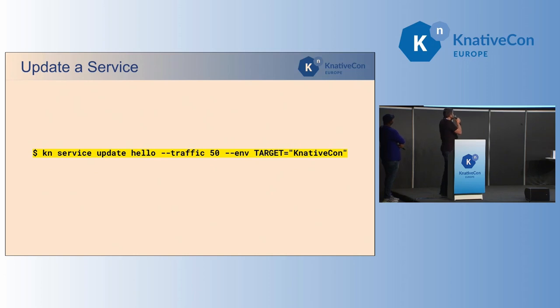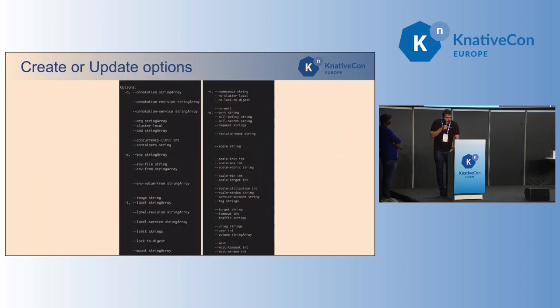This one is an update of the service with a new target environment variable and traffic splitting to 50%. So the previous one would get 50% and the new one created would get another 50. And as I have mentioned, there is an extensive list of all the flags that almost didn't make it to the slides.